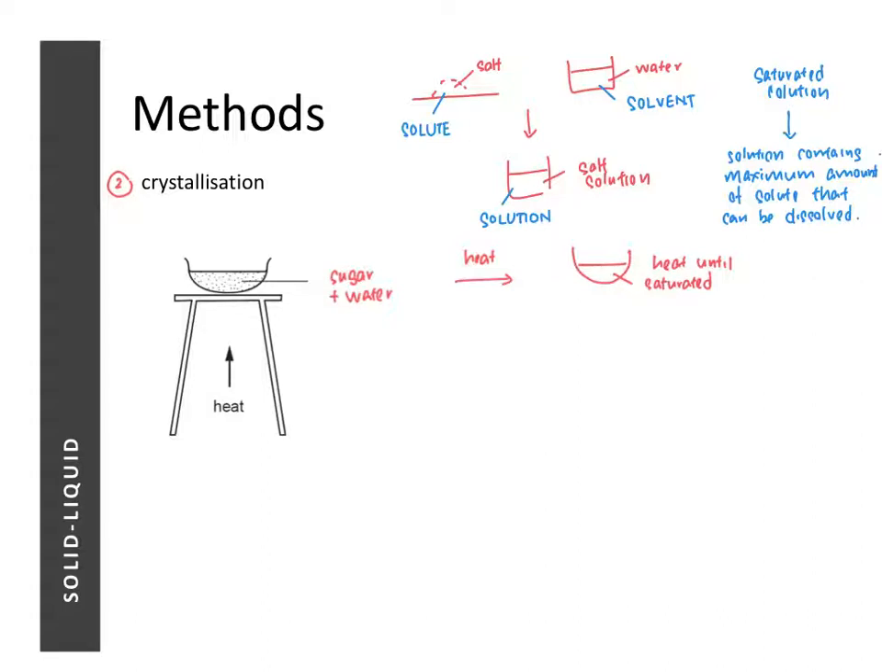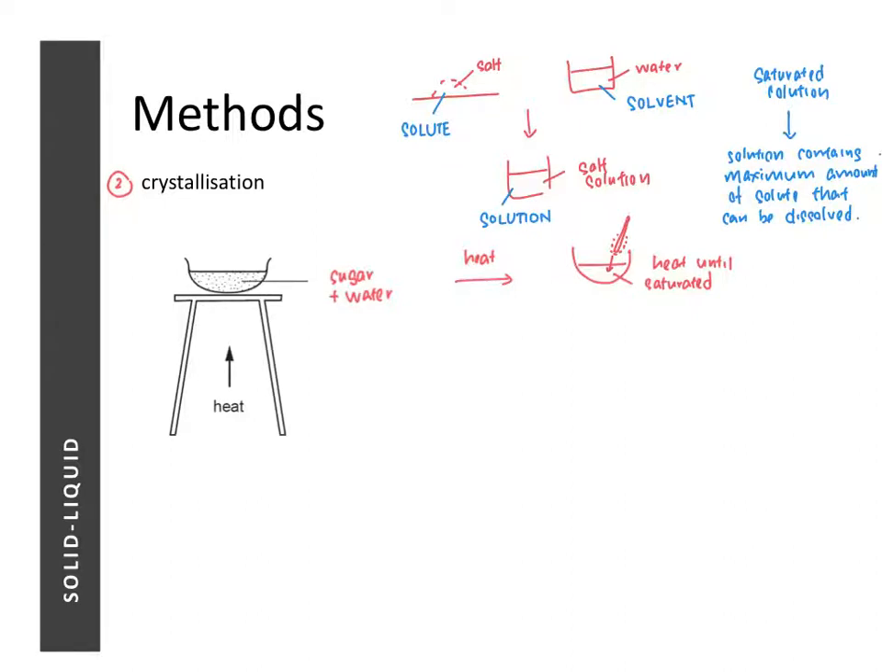Alright, so in the first step of crystallization, we need to heat the solution until it is saturated. Now, there are two things to take note of here. How do we know that the solution is saturated? One way is to use a glass rod and dip it into the solution. After removing the glass rod, if you see solid forming immediately on the glass rod, then the solution is saturated. If you see liquid or solution on the glass rod, then the solution is not saturated yet.